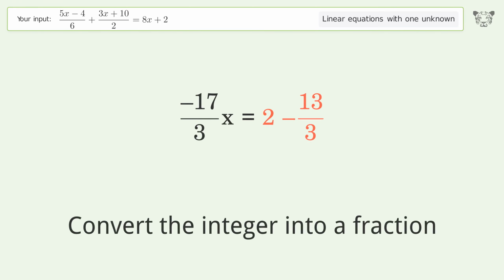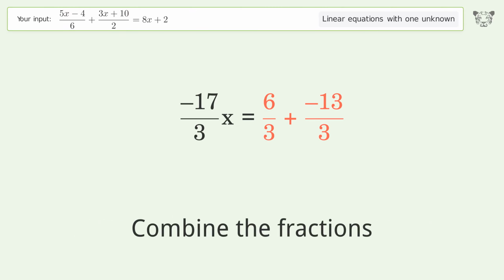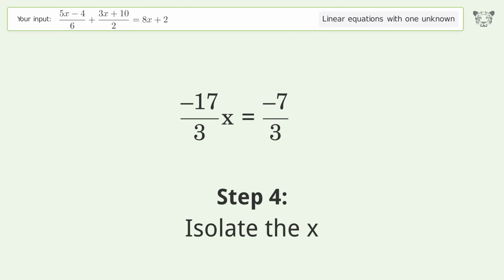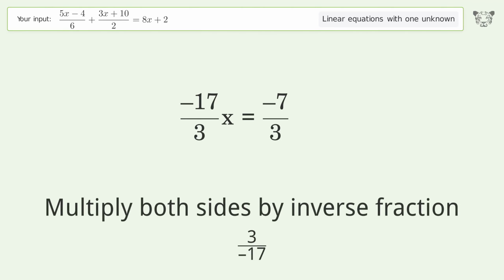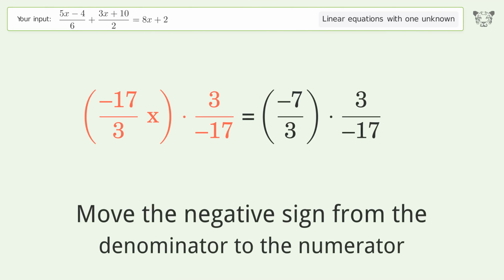Convert the integer into a fraction. Combine the fractions. Combine the numerators. Isolate the x. Multiply both sides by inverse fraction 3/17. Move the negative sign from the denominator to the numerator.